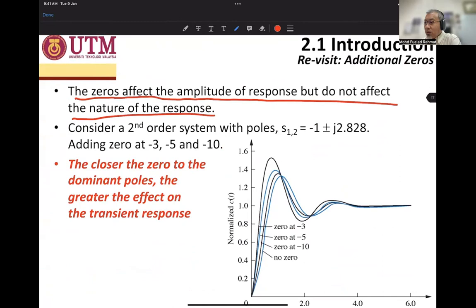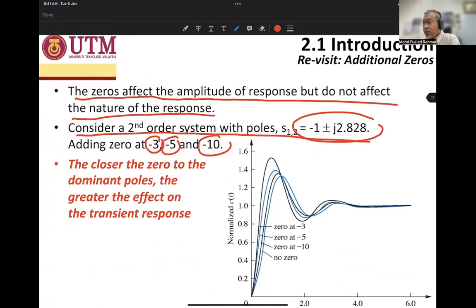Consider a second order system with a pole here. This is the pole, and we add a zero at -3, -5, and -10. So the closer the zero to the dominant pole, the greater the effect on the transient response. Of course, -3 will play a great function and be more dominant because it is near to the dominant poles.